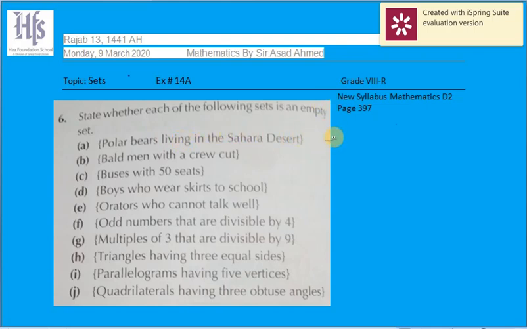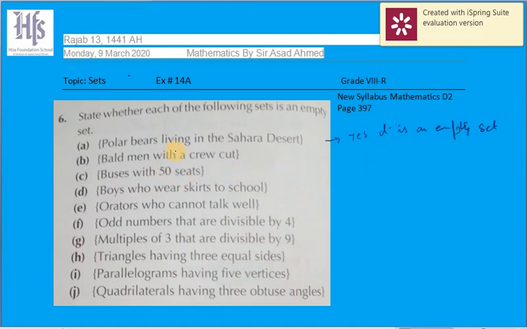Polar bear does not live in Sahara desert because it lives where the ice is. So in Sahara desert they do not live. So yes, it is an empty set.